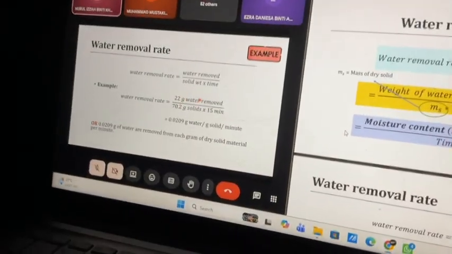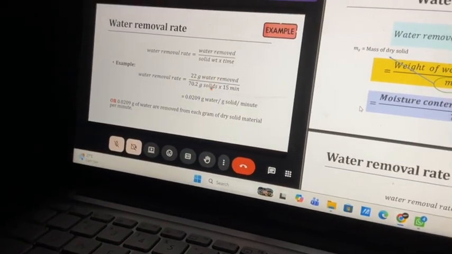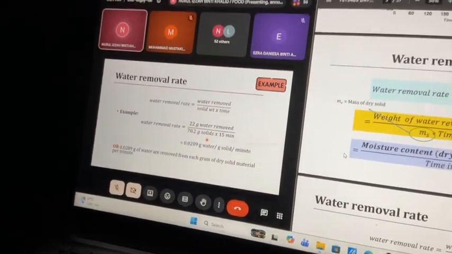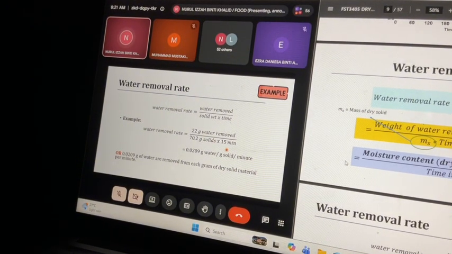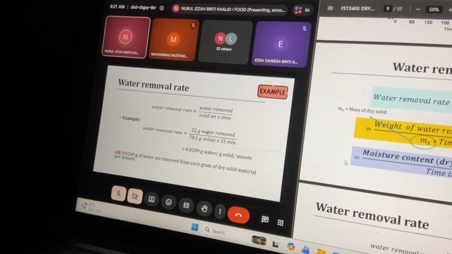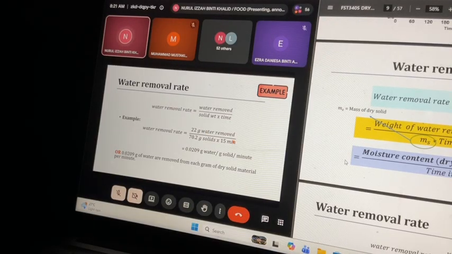So 22 gram of water is removed from the system, and that product is around 70.2 gram of solid, and the time required to remove 22 gram is 50 minutes. So that's how you get 0.0209 gram water per gram solid per minute.